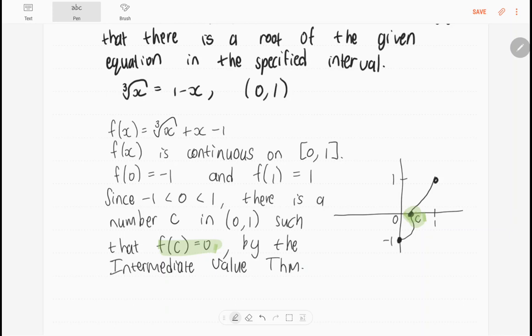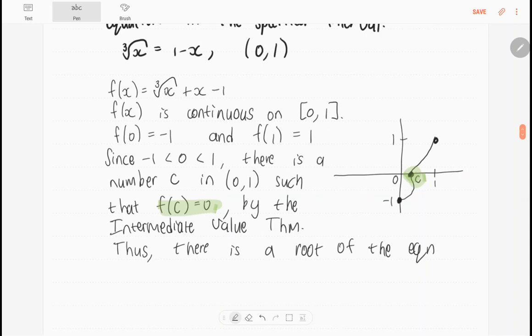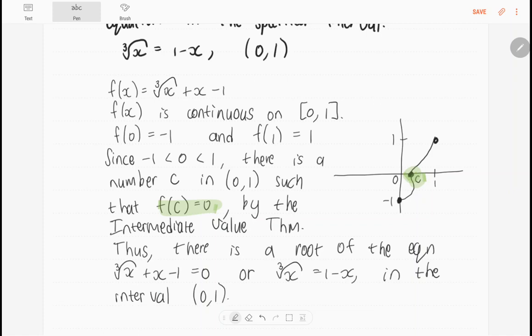Since the function takes on the value 0 at the number c, this means there is a root for the equation that we're working with in this interval. So thus, there is a root of the equation, the cube root of x plus x minus 1 equals 0, or in the form they originally gave it to us, the cube root of x equals 1 minus x in the interval (0, 1). And that's what we wanted to show.